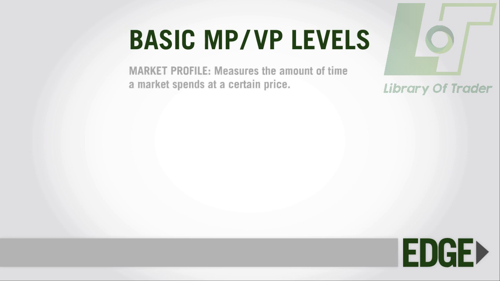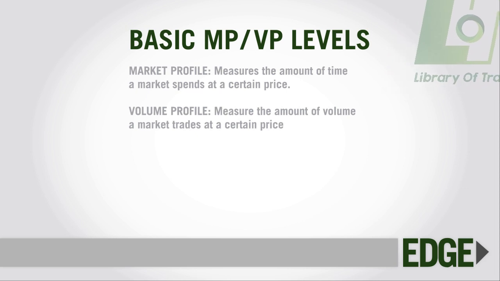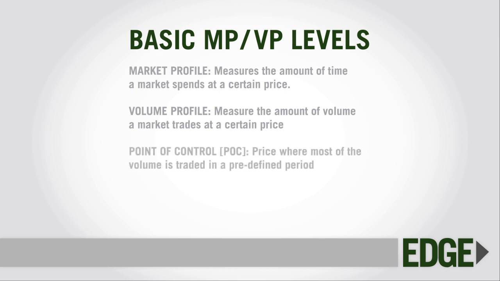First of all, what's the difference? Market profile measures the amount of time a market will spend at a certain price. All right, so market profile is time-based, whereas volume profile will measure the amount of volume that a market trades at a particular price. So volume profile will keep track of essentially what's the most popular price. That particular price is called a POC, which stands for point of control. That simply means it's the price where most of the volume traded in that predefined period.